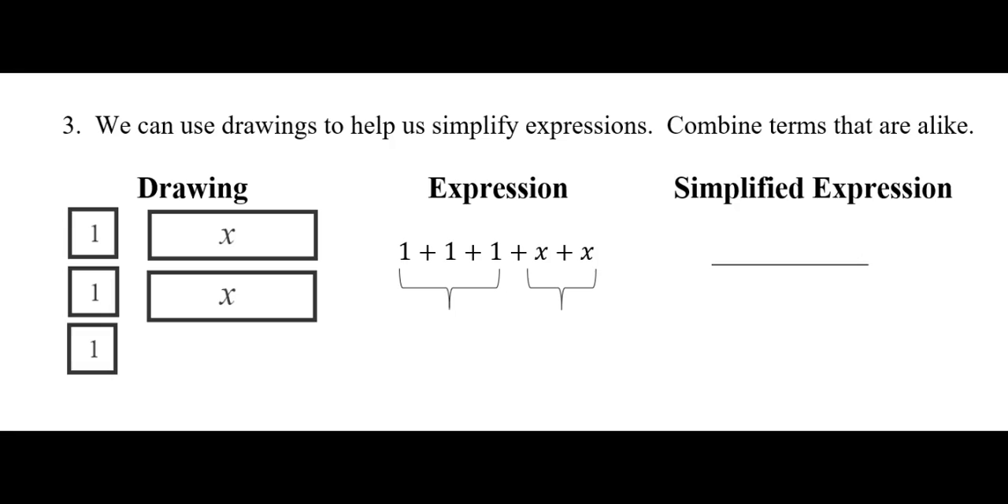Now let's look at some drawings that have both numbers and variables. My first drawing, I have 3 ones and I have 2 x's, or 2 unknowns. So you can see when we simplify our expression, we need to group things that are alike together. So I'll group my ones and I'll group my variables. That means the simplified expression would be 3 for my 3 ones, and to that I'll add 2 of the unknowns, or 2 x's. So 3 plus 2x is the simplified expression for that drawing.